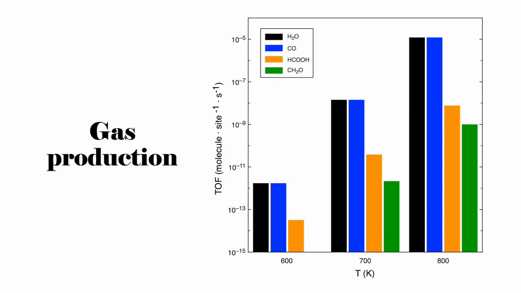Next, we performed microkinetic modeling simulations to see which are the main gas products obtained at different temperatures at 1 bar of pressure. We can see that the main gases produced are water and carbon monoxide, followed by formic acid and formaldehyde. Also, we can see that increasing the temperature increases the production of the gases that we obtain.